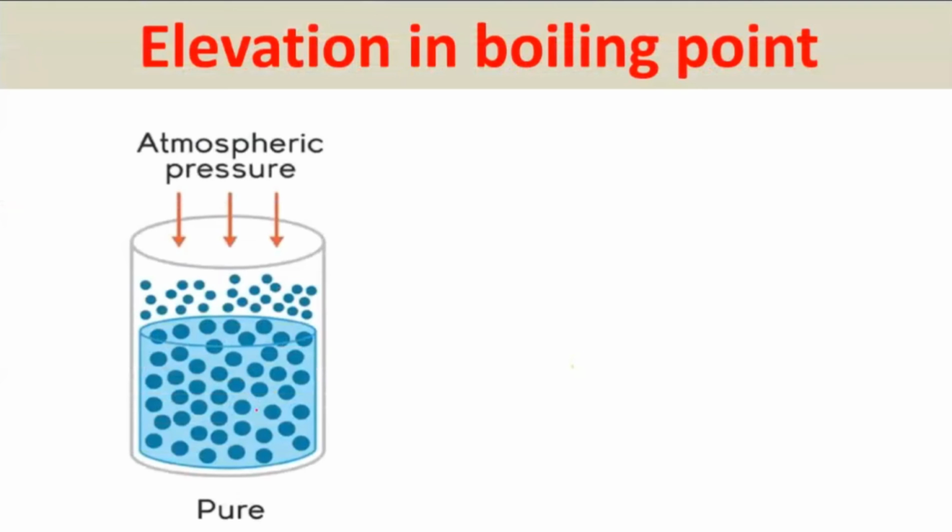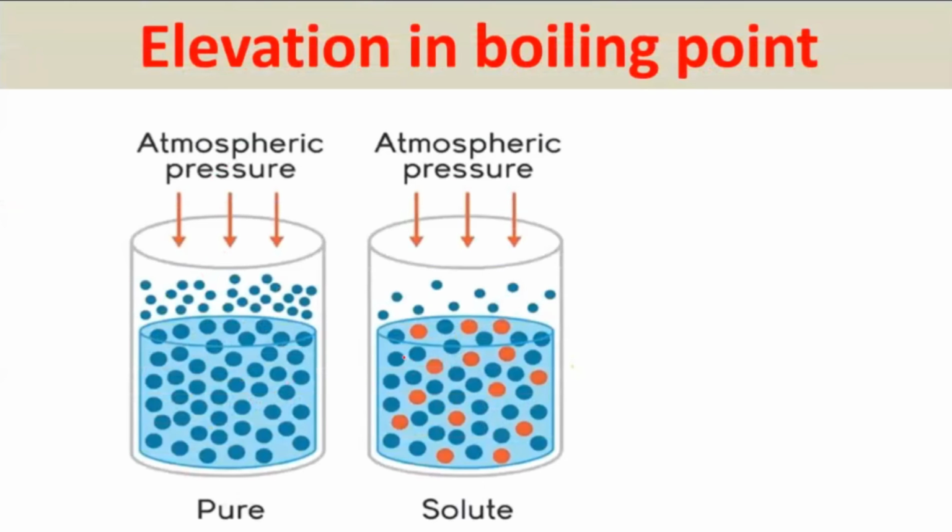Now we'll go to this concept, elevation in boiling point. Initially you have a pure liquid, which has a vapor pressure, and then atmospheric pressure is there. When they become equal, we say the water will start boiling. Now when I add a solute to this, what happens to the vapor pressure? What will happen to the vapor pressure when you add the solute?